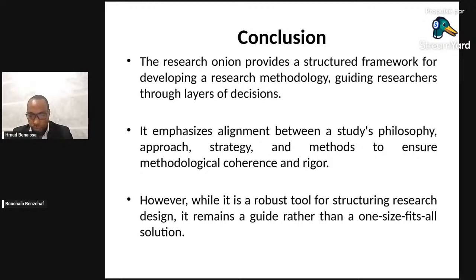In conclusion, the research onion provides a structured framework for developing research methodology, guiding researchers through layers of decisions, from philosophical assumptions to data collection techniques. The research onion emphasizes alignment between a study's philosophy, approach, strategy, and methods to ensure methodological coherence, consistency, rigor, and alignment. However, while it is a robust tool for structuring research design, it remains a guide rather than a one-size-fits-all solution, meaning that we need to complement it with additional frameworks and ethical demands.